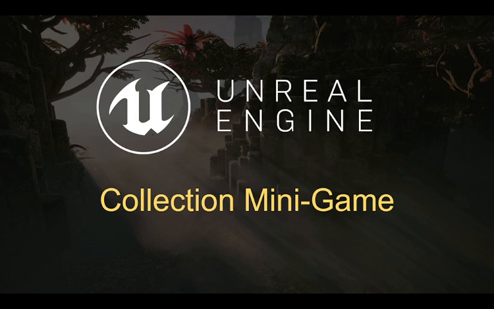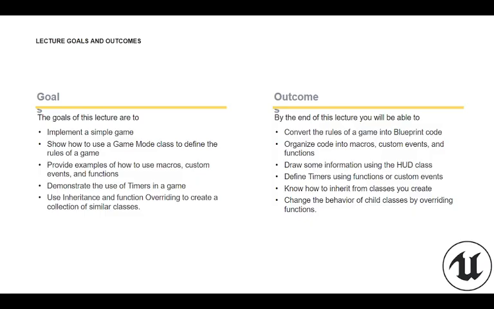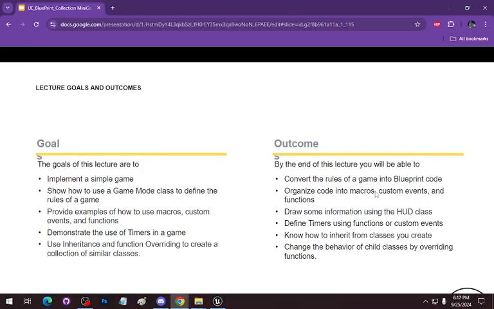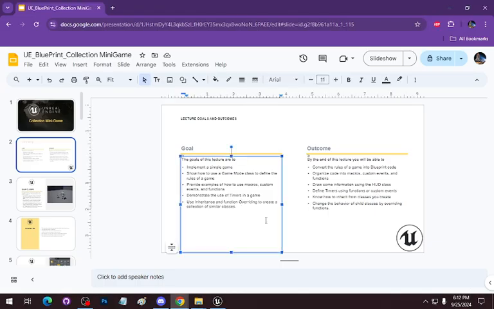Okay, so we're going to make a collection mini game. Again, not all the slides have been updated, so I'm going to go through this as fast as possible. We're going to implement the game and show how you use the game mode to define the rules of the game. We're looking at macros, custom events, and functions. You've already created timers, so that's not an issue.